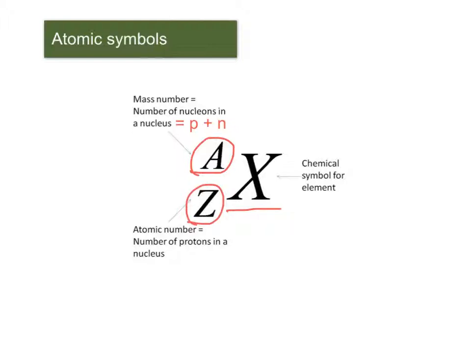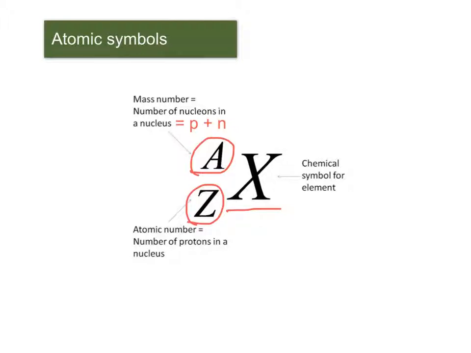All right, and then down here is Z. Z is the symbol for the number of protons, which also happens to be the atomic number for a particular element. Okay, so for any given element, the number of protons is always going to be the same for that element. So an atom of carbon, it doesn't matter how many neutrons it has, it's always going to have 6 protons. That's just part of the definition of what carbon is.